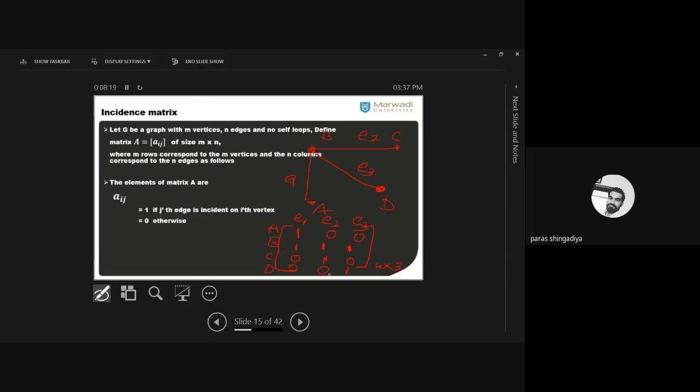If you consider a loop, let's keep a loop at this place, and let us say it is E4. So now derive the matrix form. A with E1, right? A with E2, A with E3, A with E4. Now for the second one.